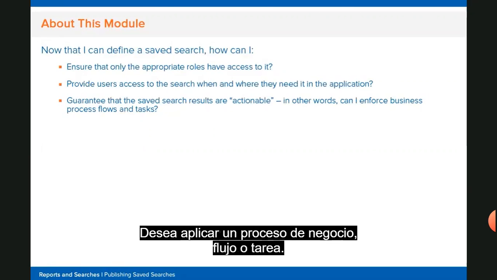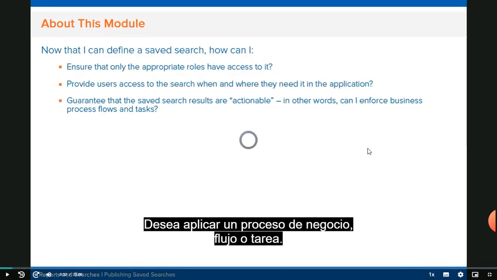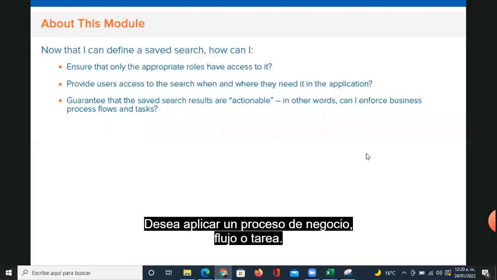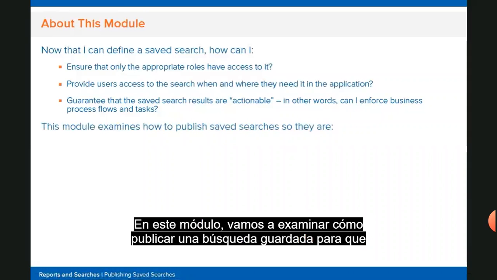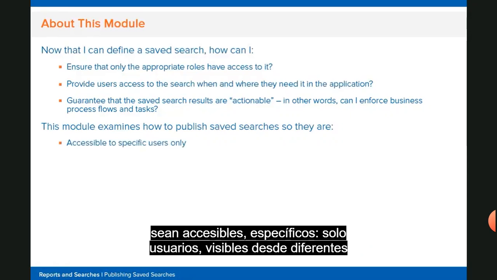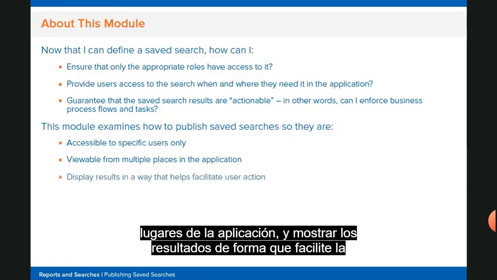You want to enforce a business process flow or task. If a condition is highlighted, do this. In this module, we're going to examine how to publish a saved search so that they are accessible to specific users only, viewable from a variety of places in the application, and display the results in a way that helps facilitate the user to action.